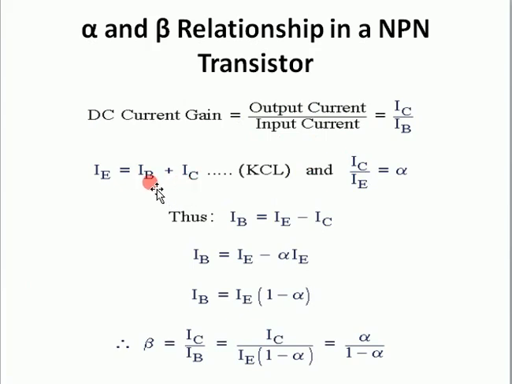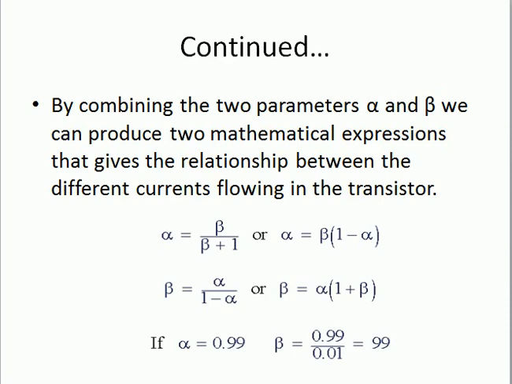From here we can get the value of IB. So IB is equal to IE minus IC. By putting the value of IC, that is IC is equal to alpha IE, we get beta equal to alpha over 1 minus alpha. This is the same relation that we discussed in the previous lecture, but here we have the complete derivation of it. By simply seeing it, you can solve it by yourself.